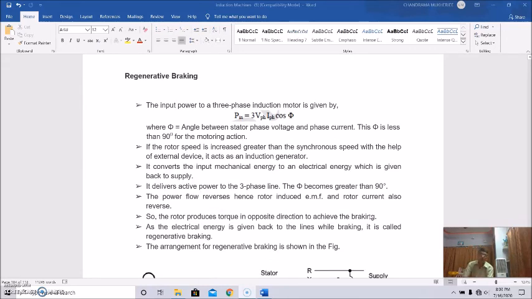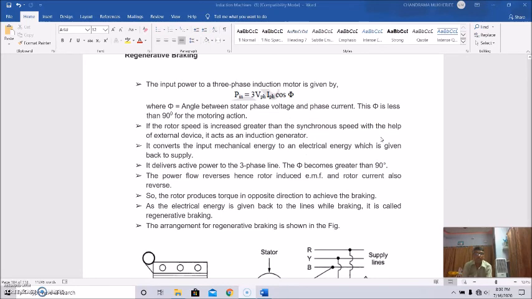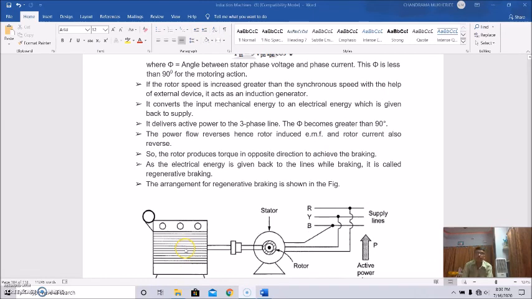We know the input power of a three-phase induction motor is given by 3 into phase voltage, phase current, and the power factor, where phi is the phase angle between the phase voltage and phase current, and phi is less than 90 degrees in case of motoring action. If the rotor speed is increased greater than the synchronous speed with the help of an external device, it acts as an induction generator, and it converts the input mechanical energy to electrical energy, which is given back to the supply, delivering active power to the three-phase line.